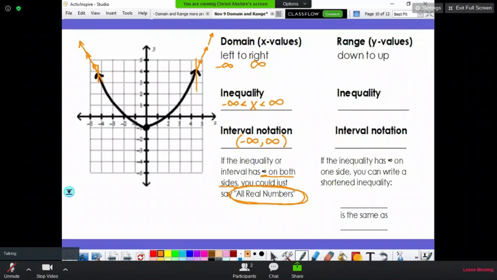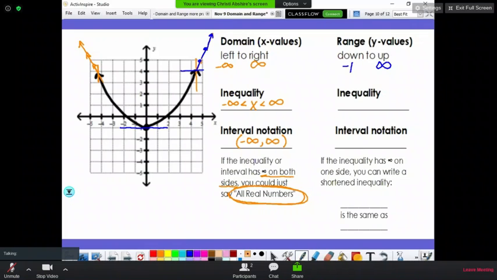Now let's talk about down to up, which is the range. For the range, this does have a low spot. It stops at -1. But as I go up and I try to see where's the top, looks like this arrow is higher. However, it would go up and up and up. So it is going up to +infinity.